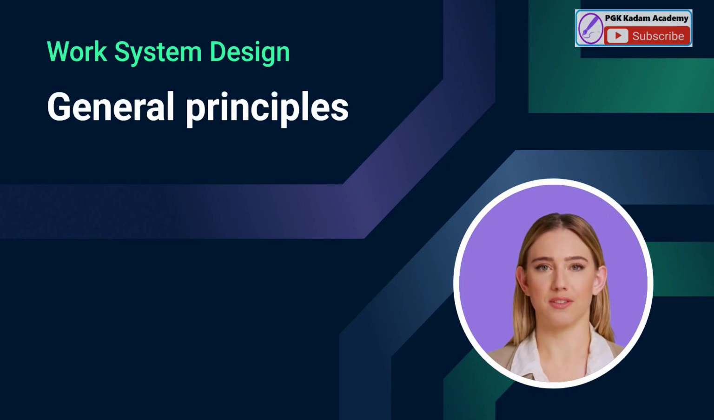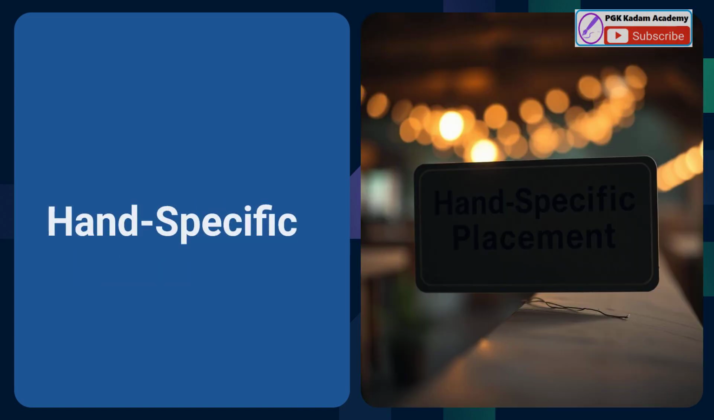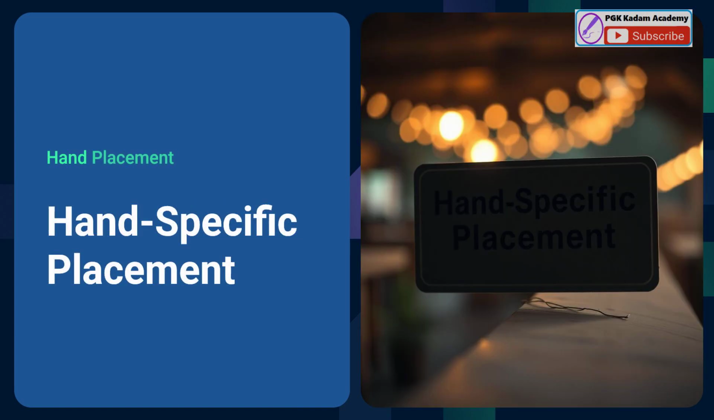A well-designed work system integrates all these principles to create a productive, comfortable, and safe environment for operators. Accessibility of materials and tools. Operators should easily get the things they want, so materials and tools must be located within the normal working area. They should be close to the operator. If they are available in front of him or her, then it is always better. Like sequential arrangement, materials and tools should be available to the operator in the sequence of the need.